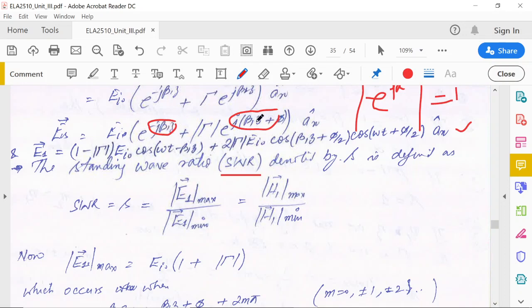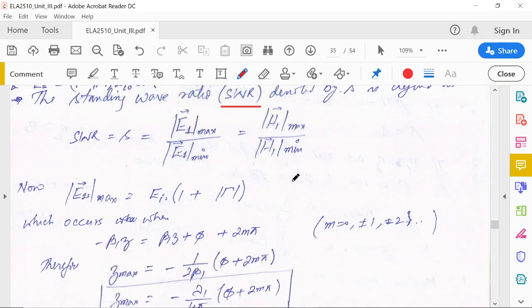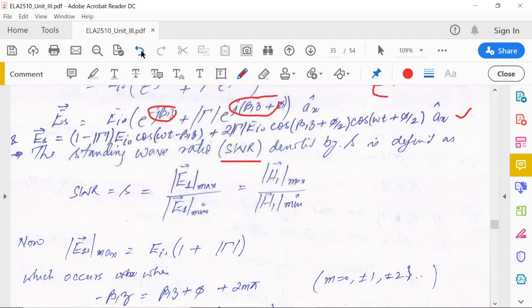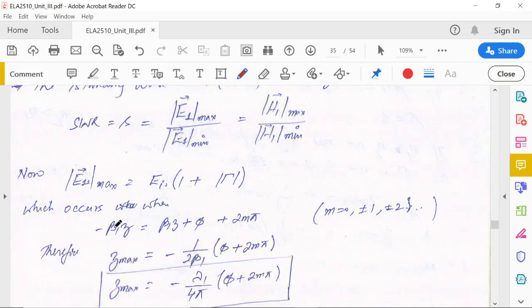Which means that either they will be equal, or this phase should be equal to this one plus some 2m pi. So this maximum will occur when you have this condition: minus beta 1 z and beta 1 z plus phi are either equal or differ by 2m pi. If you add this quantity, you will still have the same maximum value. So in general we can write minus beta 1 z equals beta 1 z plus phi plus 2m pi, where m is any integer.